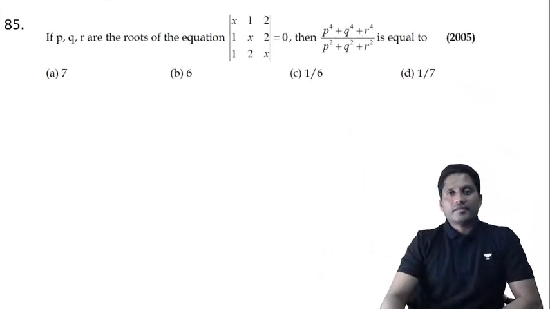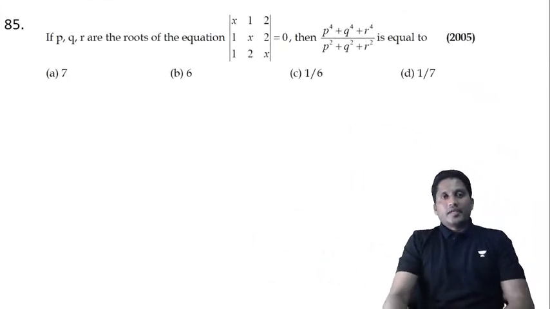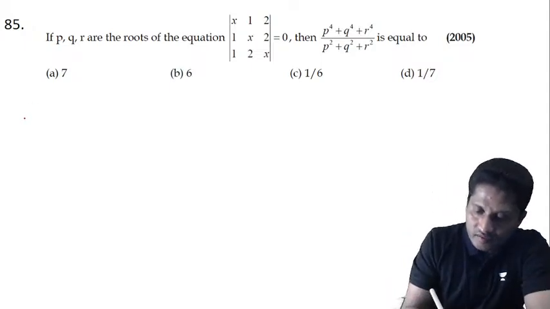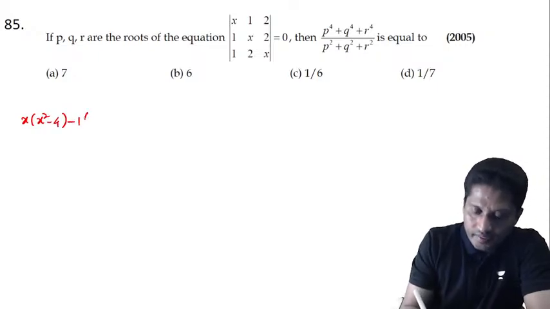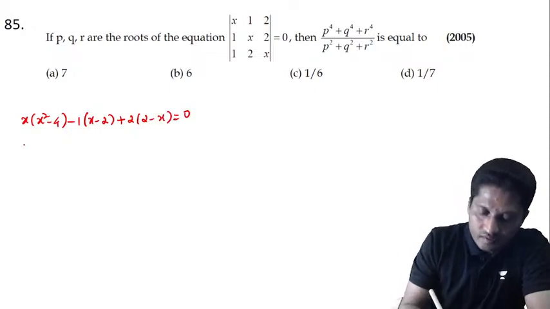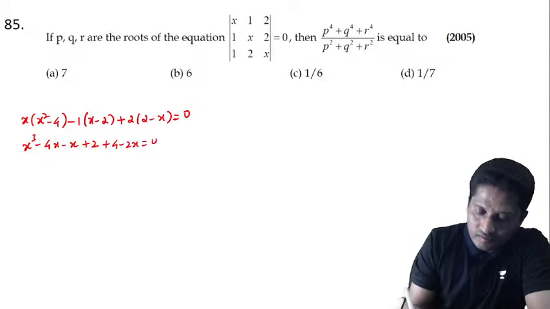Question number 85. See, P, Q, R are the roots of this equation, right? If I expand this, you get x into delete first row, first column, you get x square minus 4. Minus 1, delete first row, second column, you get x minus 2. Delete first row, last column, you get 2 minus x is equal to 0. x cube minus 4x minus x plus 2 plus 4 minus 2x is equal to 0.